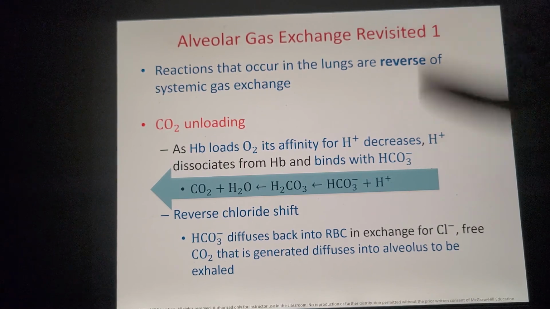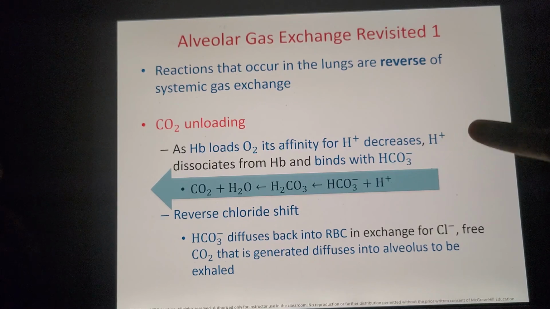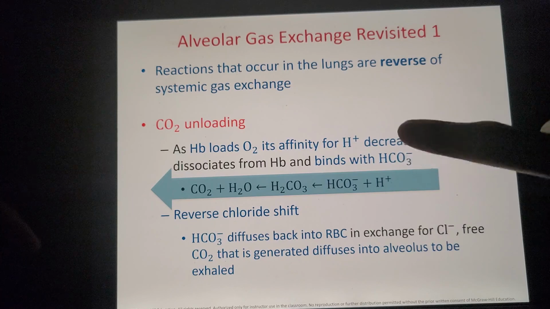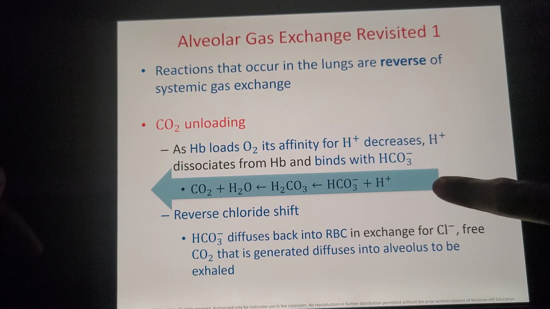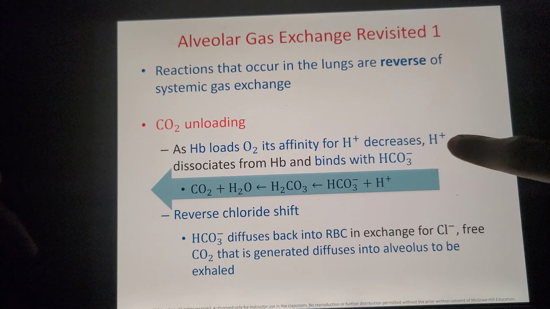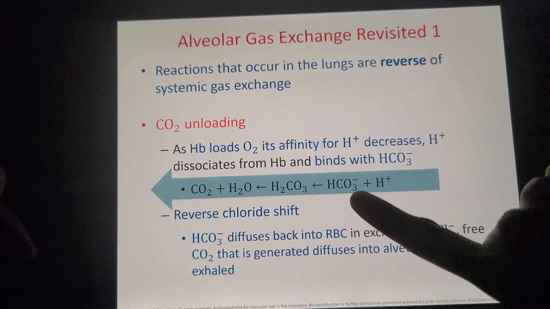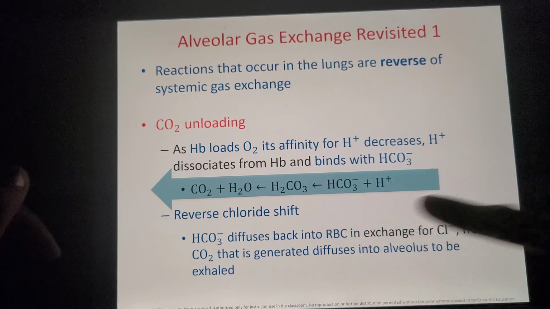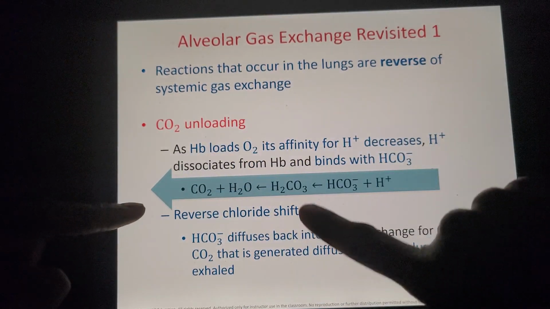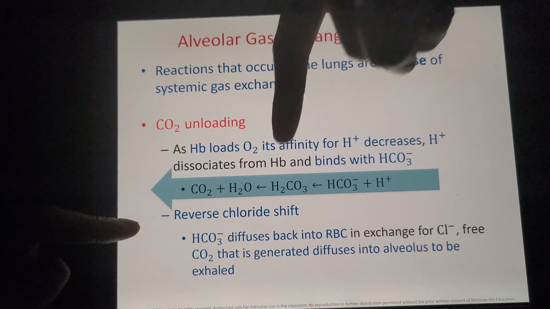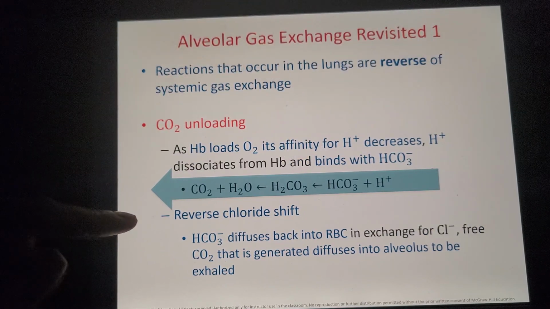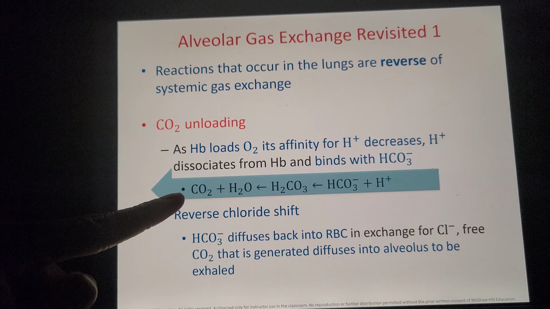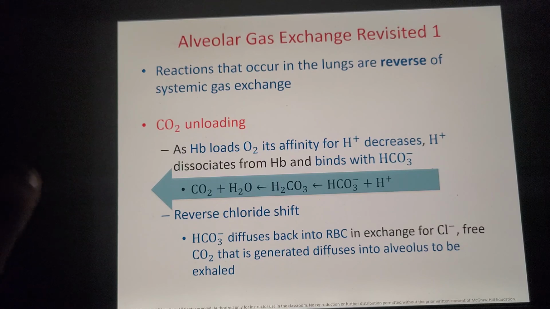So we have a reverse chloride shift that's going to bring this bicarbonate ion back into the red blood cell. So this hydrogen that got knocked off of hemoglobin is going to rebind with our bicarbonate, forming carbonic acid again. So we're shifting the reaction in the left direction. Here's our carbonic acid. We again shift to the left, forming back our carbon dioxide and water. This carbon dioxide then can go down its concentration gradient from the blood into the air inside the lungs and be breathed out.